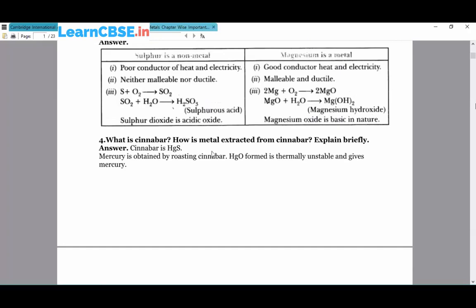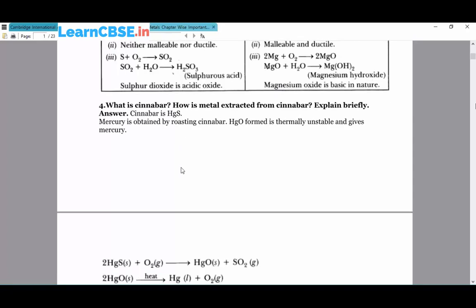What is cinnabar? How is metal extracted from cinnabar? Explain briefly. Cinnabar is nothing but HgS. The mercury is obtained by roasting the cinnabar. HgO is formed, which is thermally unstable and gives the mercury.